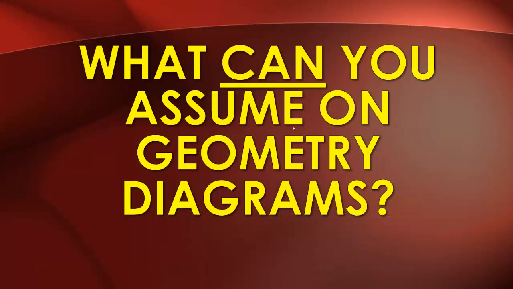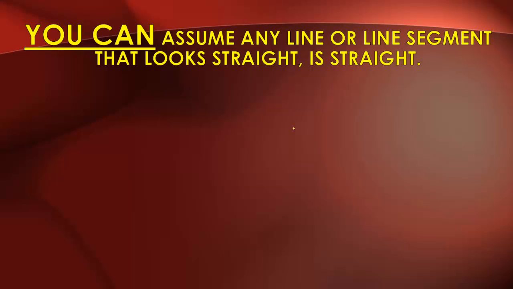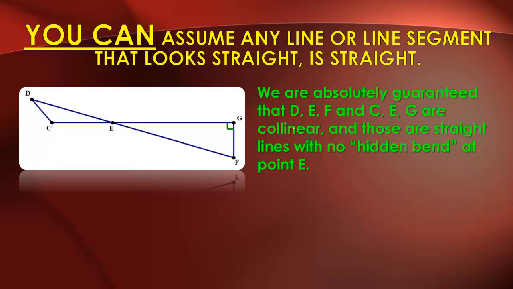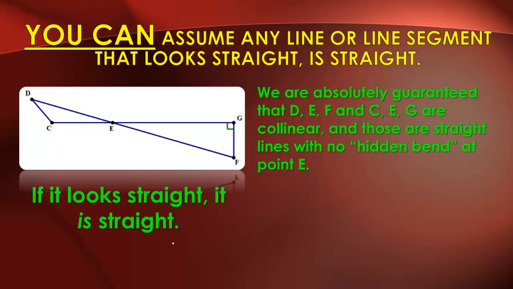Okay, so now let's go on to what we can assume from geometry diagrams. You can assume that any line or line segment that looks straight is straight. For example, we can be guaranteed that because there's a line drawn through D, E, and F, that is a straight line. Same with C, E, and G. That is a straight line. So you can assume collinearity. If it looks straight, it is straight. Basically what it is.